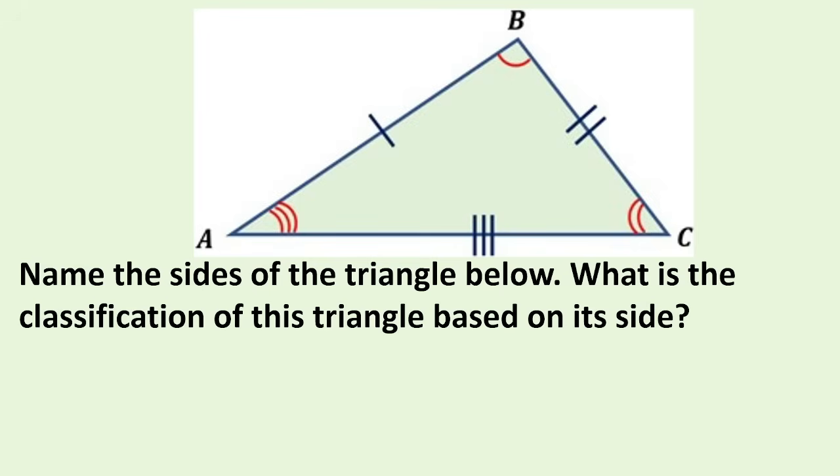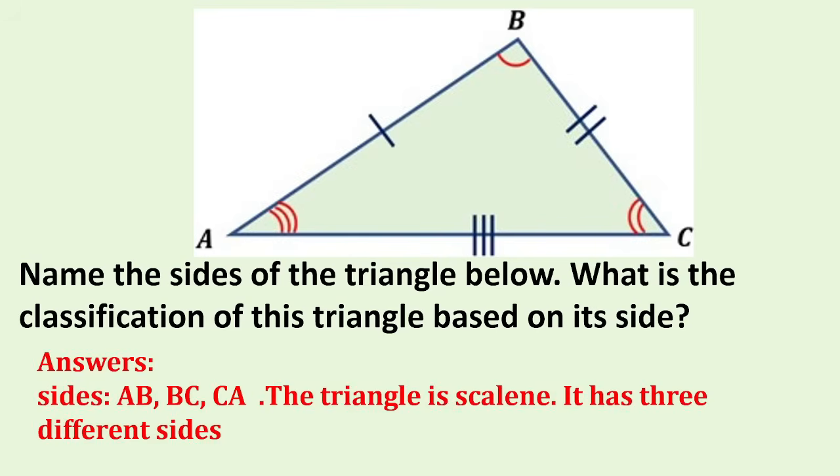Day 2. Name the sides of the triangle below. What is the classification of this triangle based on its sides? So the answer, sides AB, BC, and CA. The triangle is scalene. It has 3 different sides.